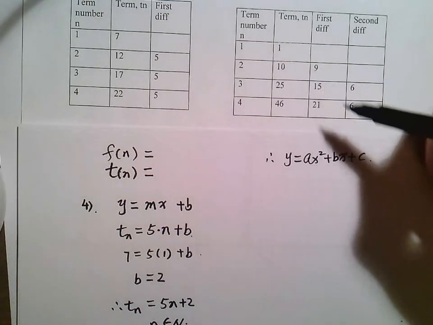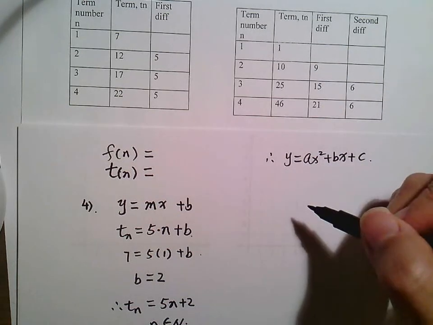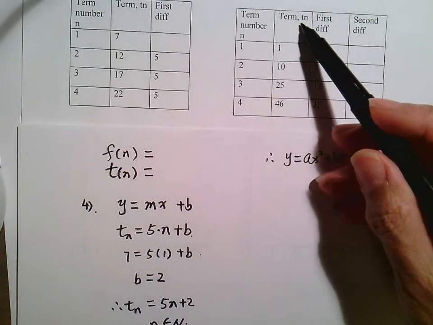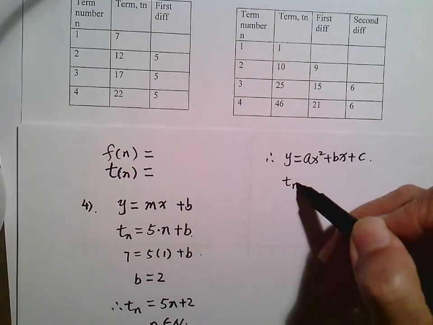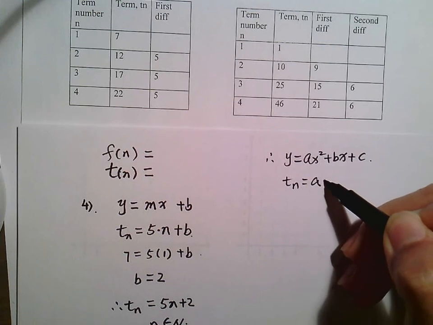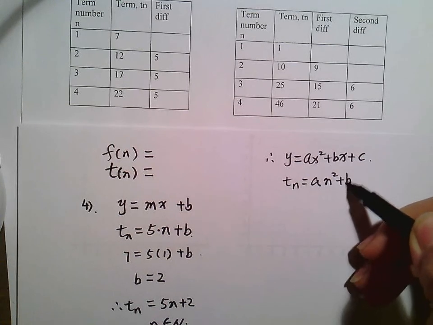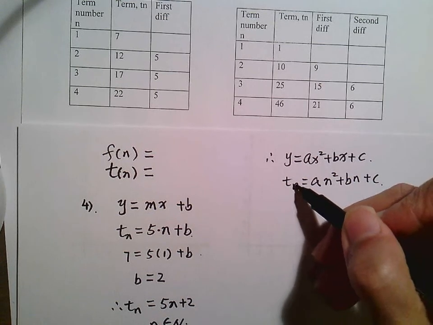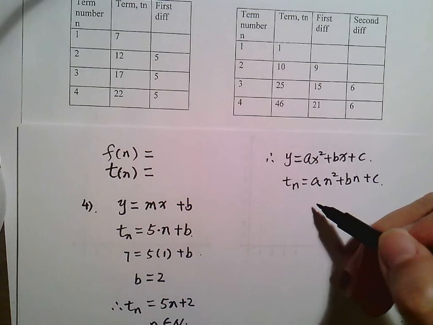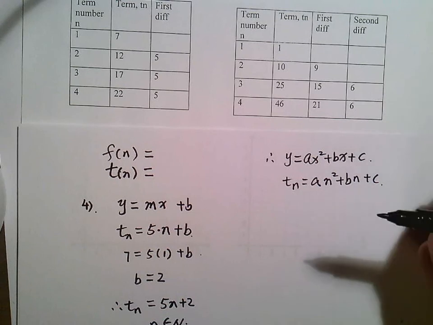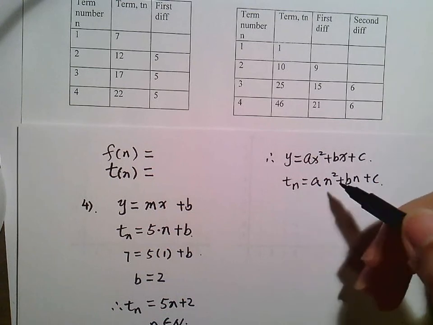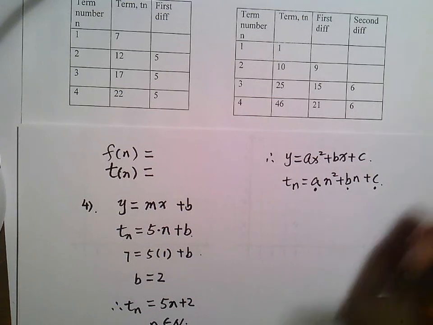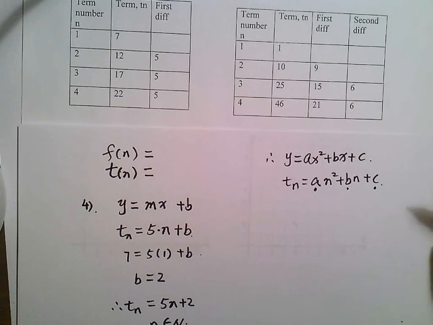For this specific question, what is your x? Your x is your n, the term number. What is your y? Your term, right? So it's t_n equals a times n squared plus bn plus c, the nth term. Now, if you want to determine the explicit formula, you have to determine the values of a, b, and c. But how do you determine them?